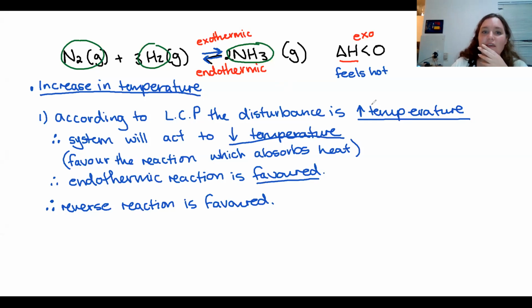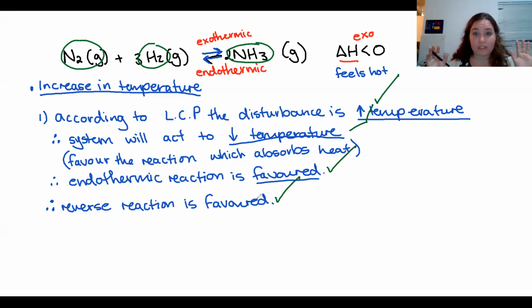So here, usually you'd have to say that the disturbance is an increase in temperature and therefore it wants to decrease the temperature. I'd say that both of those would typically get you 1 mark. Endothermic reaction favored, reverse reaction favored. Usually if we're giving 3, that's generous. But the question may also have been a number of things. Once again, I didn't give you a question. I'm doing a hypothetical, okay?